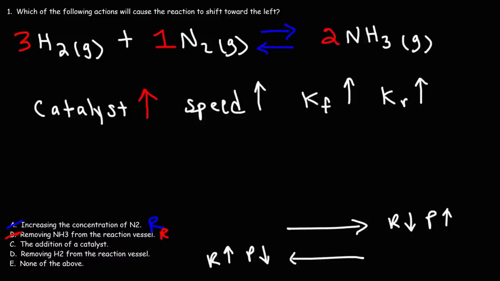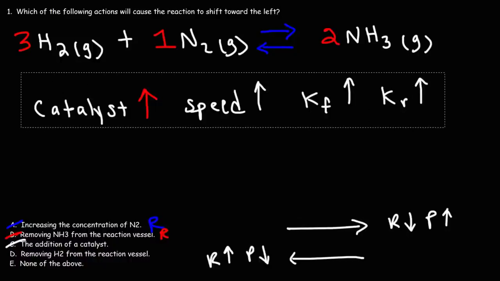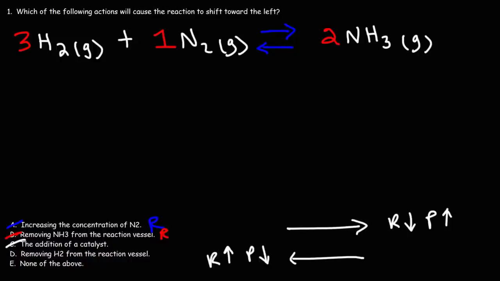Even though it speeds up the reaction in both ways, it doesn't shift it to the right, nor does it shift it to the left. So it has no effect. So C is out. So remember, a catalyst simply speeds up a chemical reaction. It has no effect on the position of equilibrium.